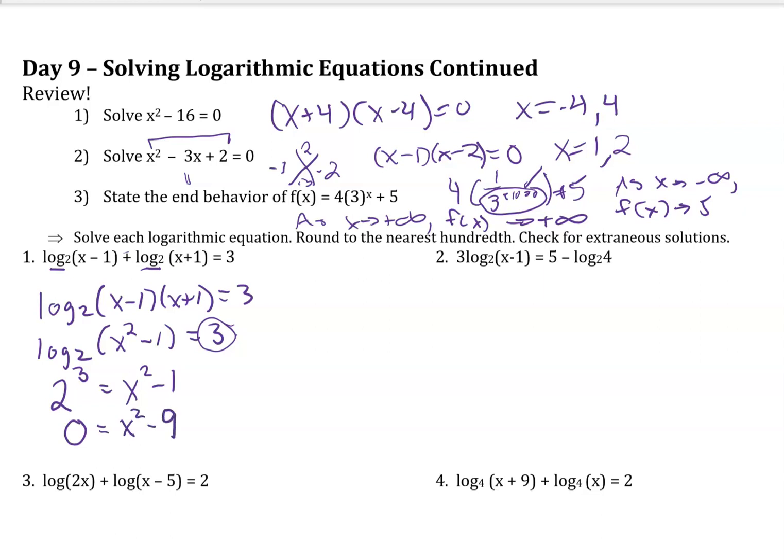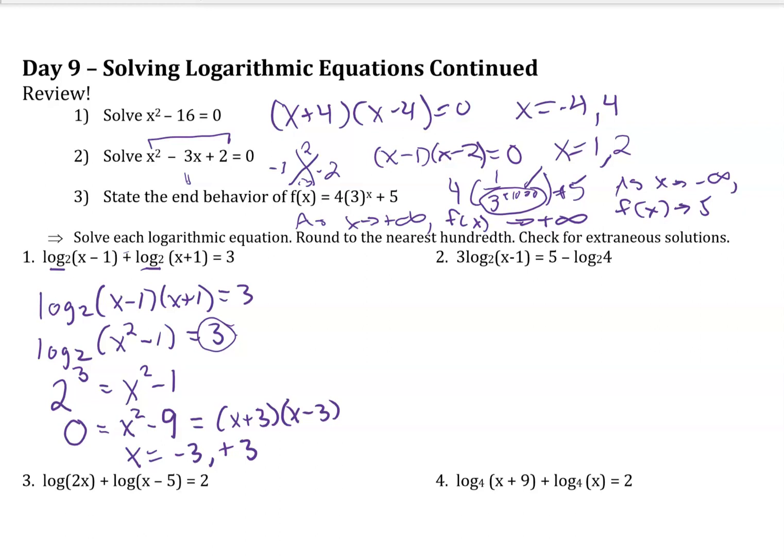This we recognize as a difference of squares. So that is x plus 3 times x minus 3. Zero product property says one of these must be 0 for the product to equal 0. So x can either equal negative 3 or it can equal positive 3.